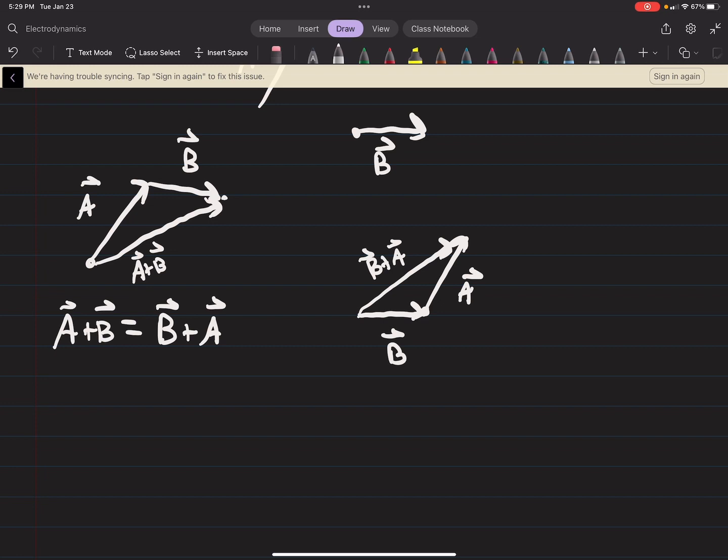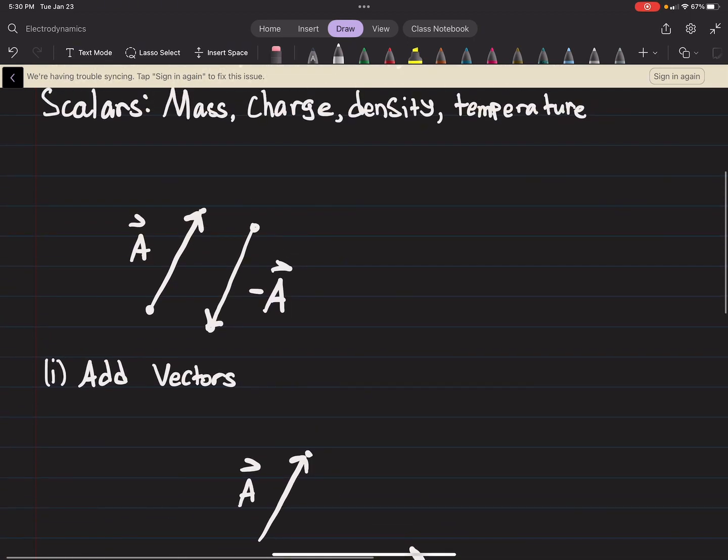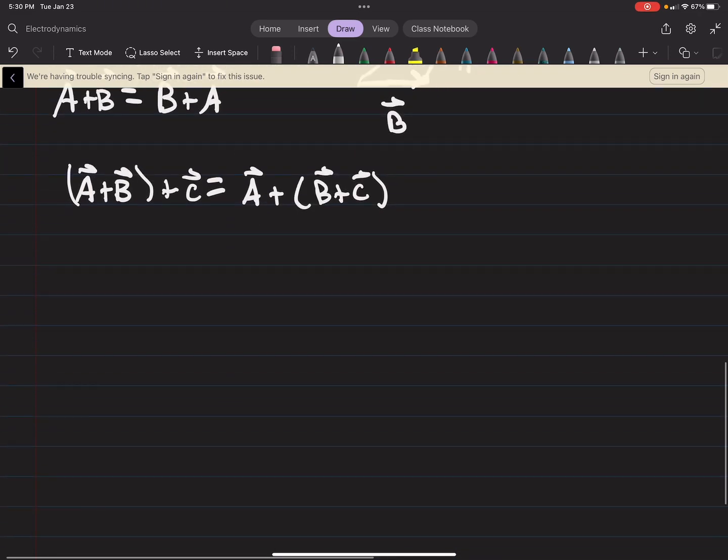Another thing you can do is it's associative. So vector A plus vector B, if we were to group that together and add a vector C, is the same thing as vector A plus, and then group together vector B plus C. And just like how we talked about the negative signs, one way you could think about it is if you have vector A minus another vector B, that's the same thing as vector A plus the negative vector B.